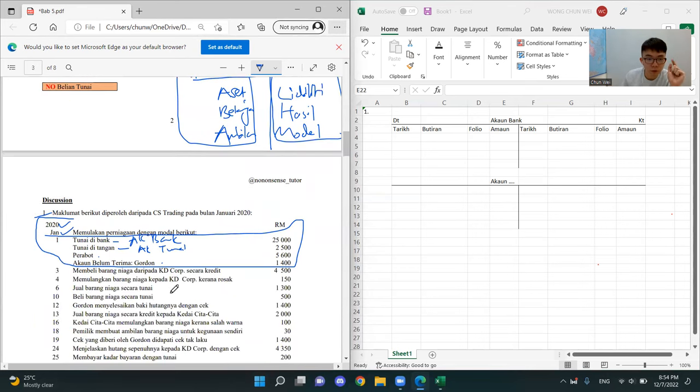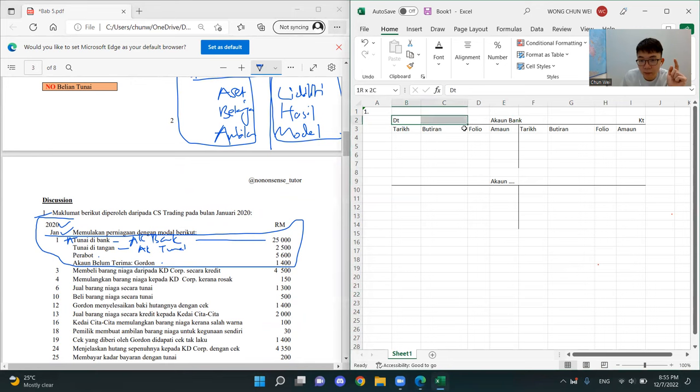Okay, so come to here. When you got tunai di bank, got this amount for account bank, 25,000. This is what? This is the asset. So when it is the asset, account bank, we debit it. Tarikh, the first thing here, you put the year first, both sides. And then under the amount here, you put ringgit Malaysia. This is what we need to have.